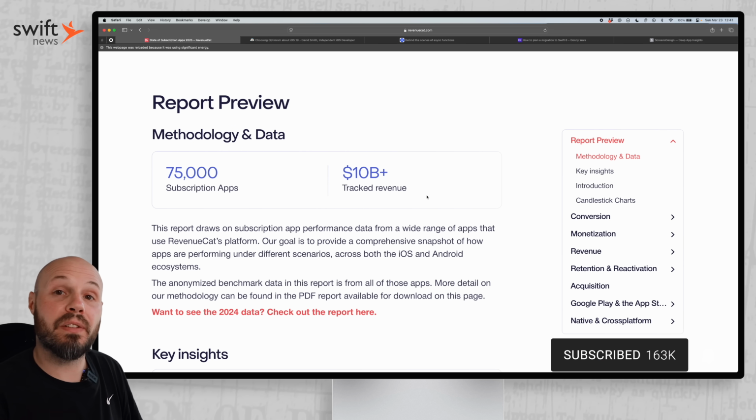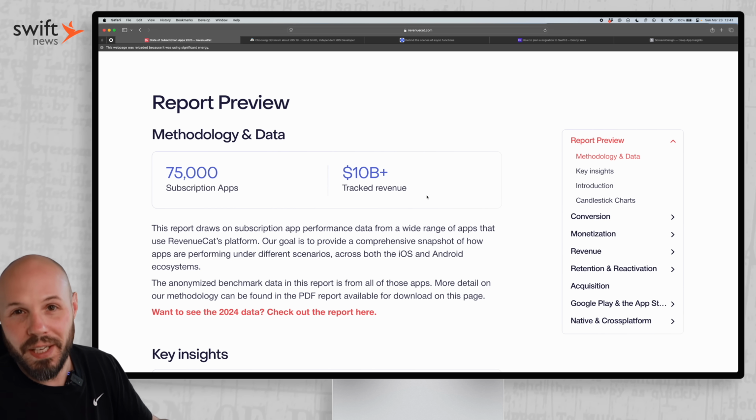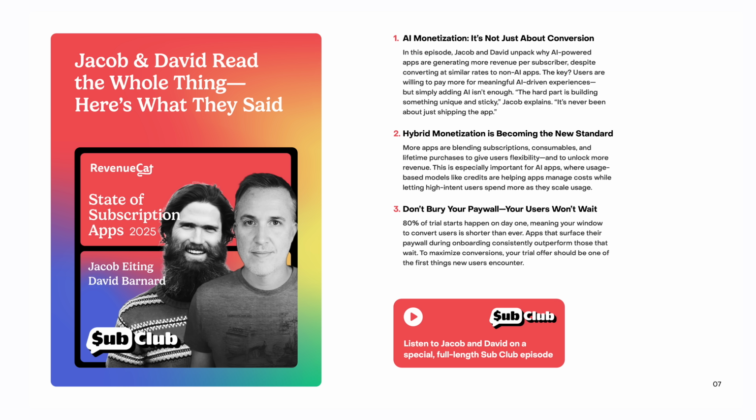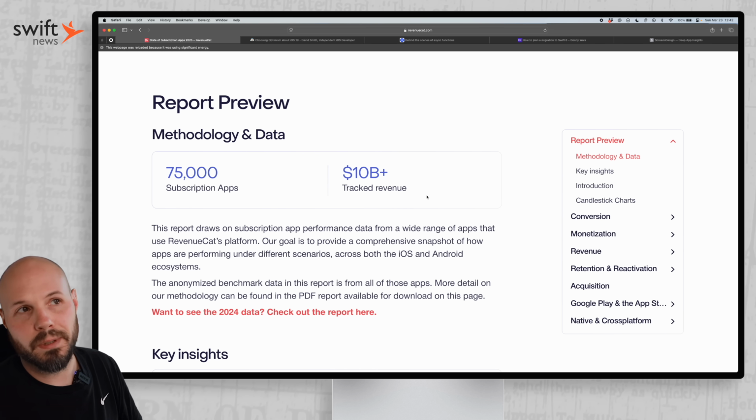Now, I released a video earlier today doing a bit of a deeper dive on the report, but that is still just an overview. Again, it's 263 pages. If you want to go a little deeper, there's an episode of the Sub Club podcast with Jacob and David of RevenueCat, and they spend 45 minutes talking all about this report. And then, of course, you can go download it yourself, grab a coffee, take a couple hours, and dig through it, which I highly recommend you do.